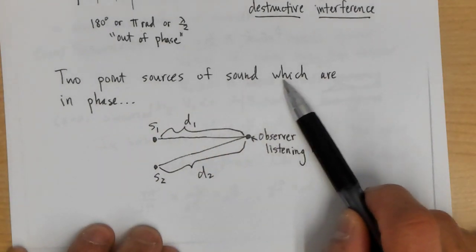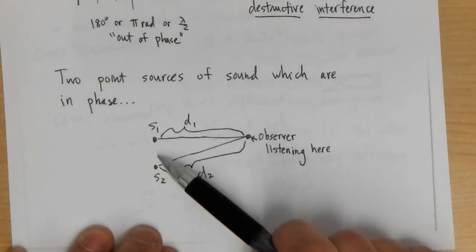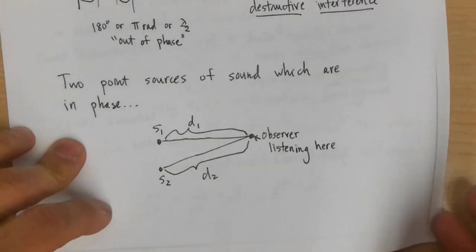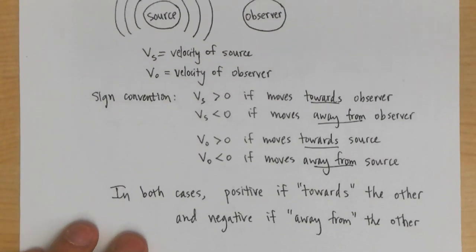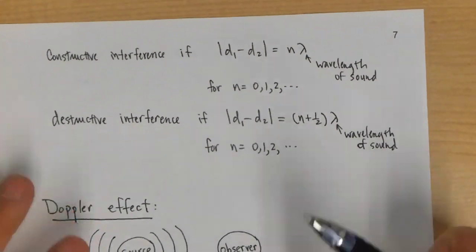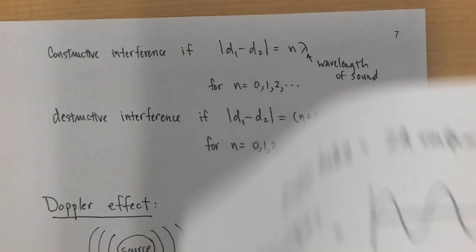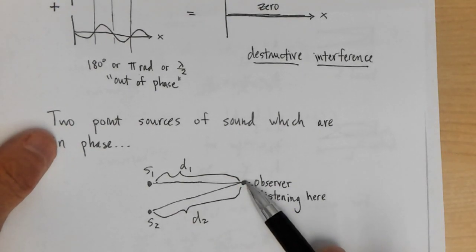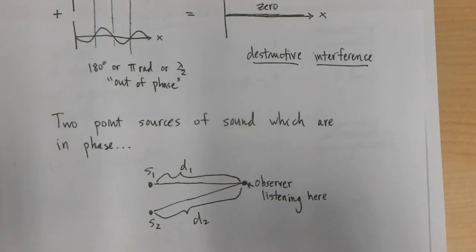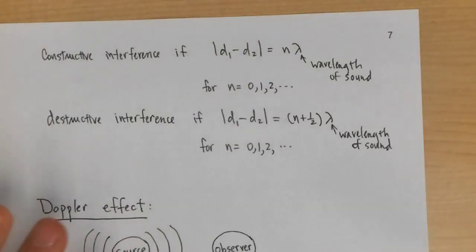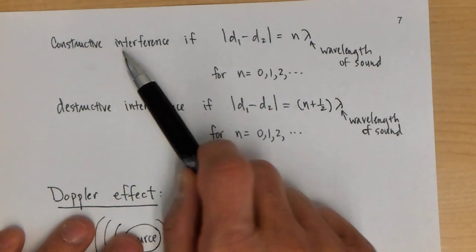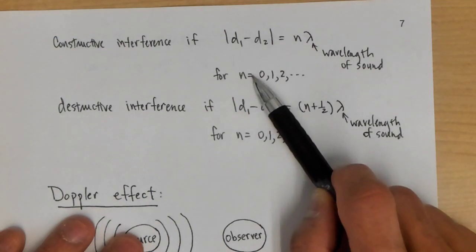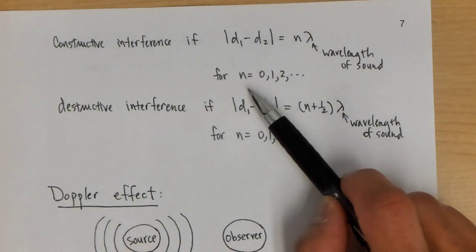Now if I have 2 point sources of sound which are starting off in phase with each other, and I'm an observer here with distance d1 and distance d2 from the two sources, I can talk about whether I have constructive or destructive interference. If the difference in length between d1 and d2 is an integer number of wavelengths, then the signals from S1 and S2 are coming together. They're oscillating together, and we are in phase, or we have constructive interference, if the difference in length is an integer multiple of lambda, the wavelength. So n equals 0, 1, 2, 3, and so on.